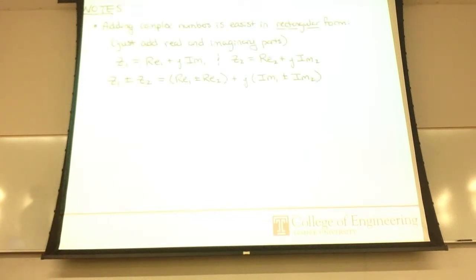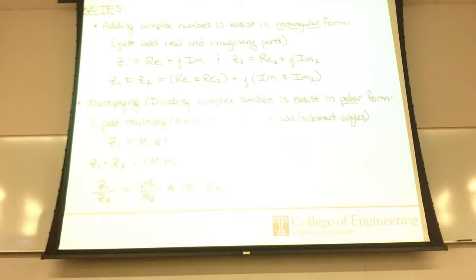So we got to make some conclusions. Conclusion number one, adding complex numbers is easiest in rectangular form. Just add the real and imaginary parts. So you have two numbers, Z1 and Z2, and you want to add them or subtract them. All you have to do is just add or subtract the real and imaginary components of your complex numbers. Very simple.